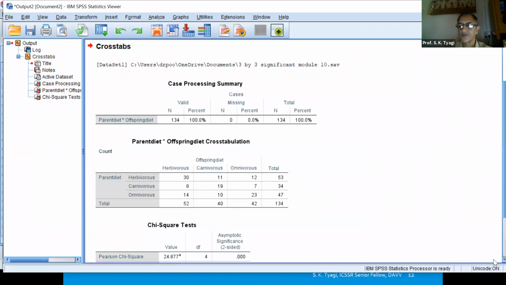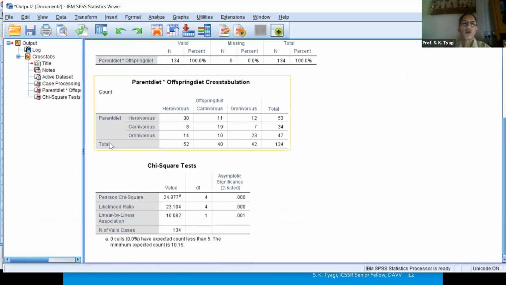So you get the output of chi-square. Parent diet: herbivorous, carnivorous, omnivorous; offspring diet: 30, 11, 12, 8, 19, 7, 14, 10, this is 53, 34, total 134. And this is the value of the chi-square test, 24.877. Look at the footnote. It says there are no cells having expected frequency less than 5. So the assumption is fulfilled.